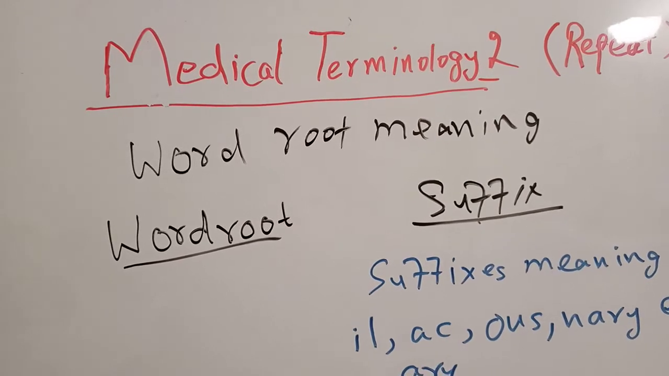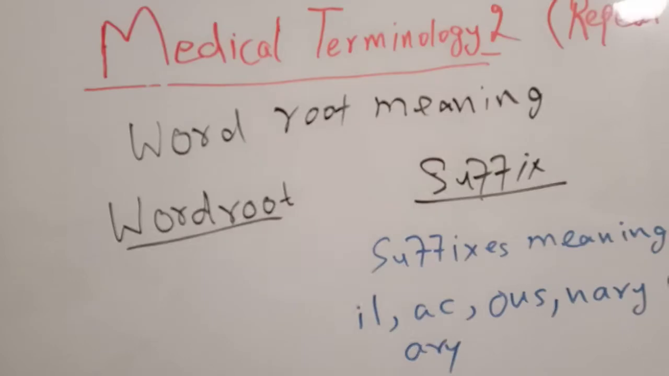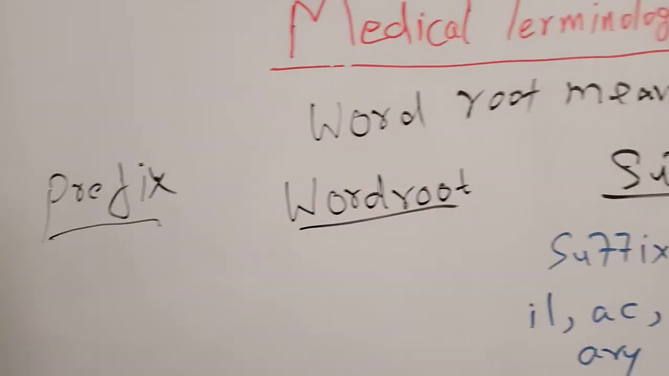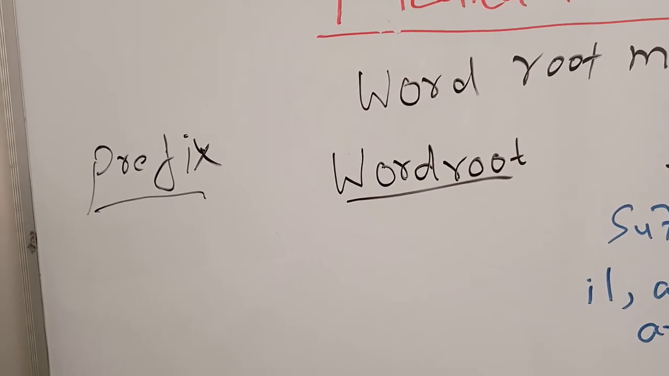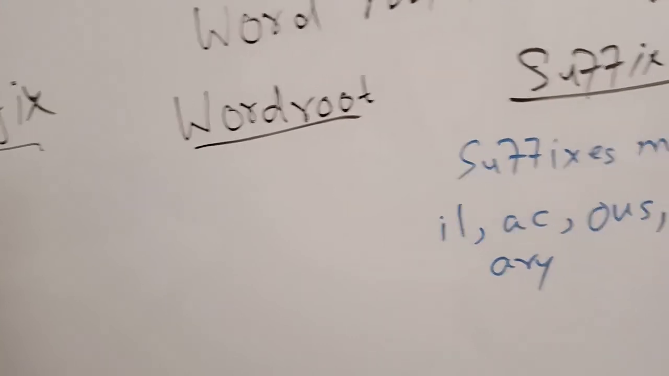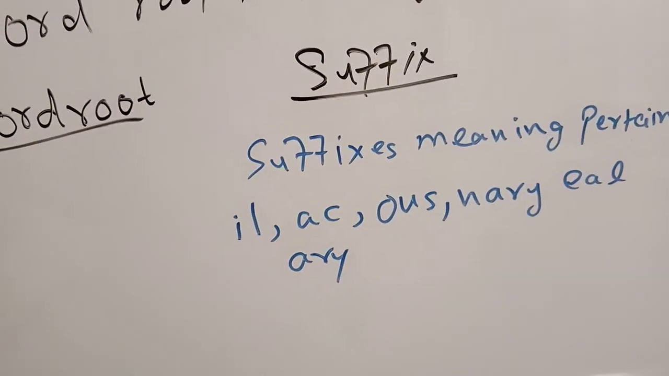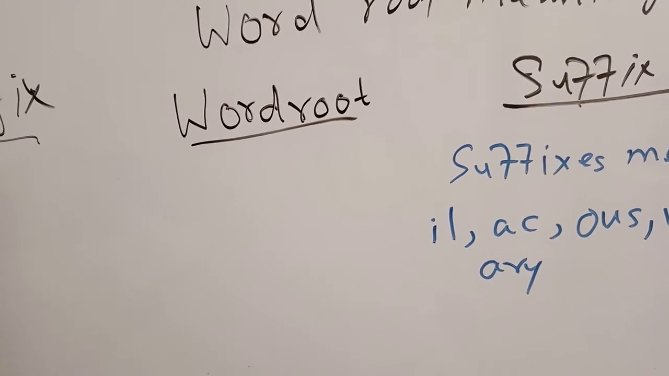I am repeating this lecture. Word roots and their meanings. A medical term usually consists of 3 parts: prefix, word root and suffix. They come in this sequence, that's why I have written it in this sequence.